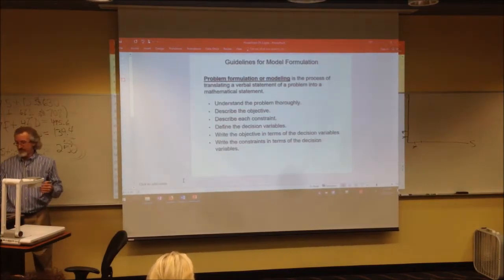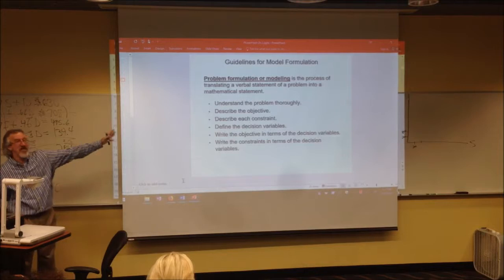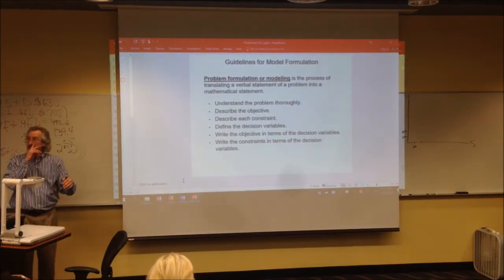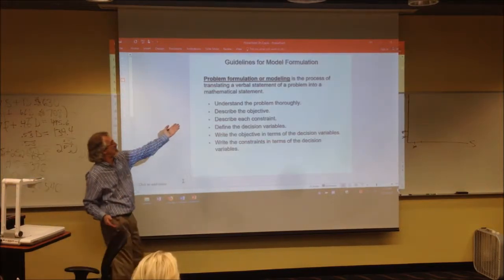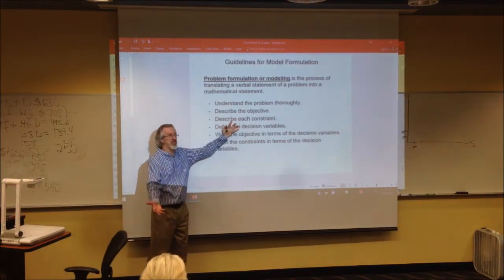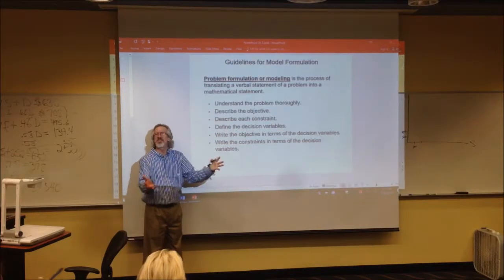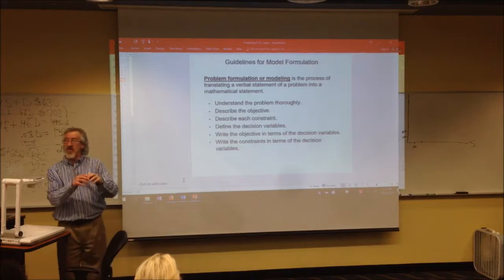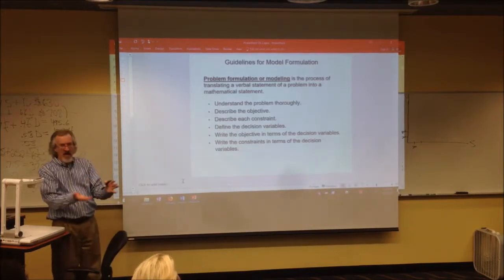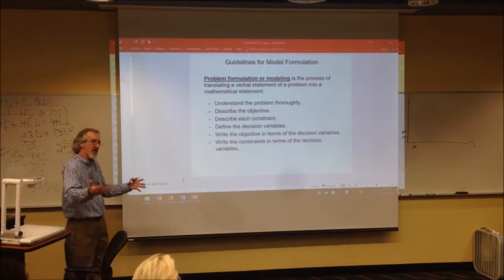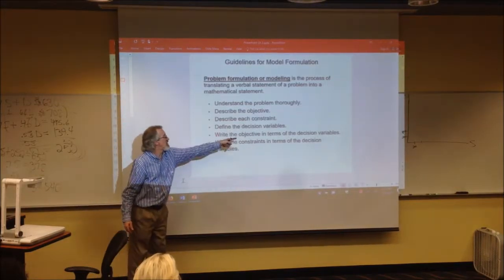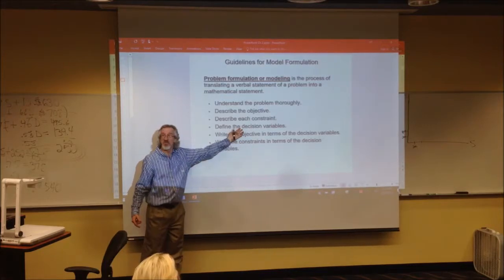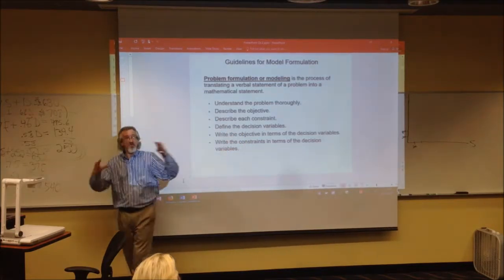You ready? Here's the steps to formulate a linear programming problem, just like the tortillas, the sugar suppliers. Understand the problem thoroughly, describe what the objective is, describe what each constraint, what the limitations are. Define your decision variables. From now on, you're reading it saying what decisions need to be made, and you define them. You put a variable, what they equal, how many or how much of something. Then you write your objective function using those variables, and you write your constraints using the decision variables. This is how you do linear programming.